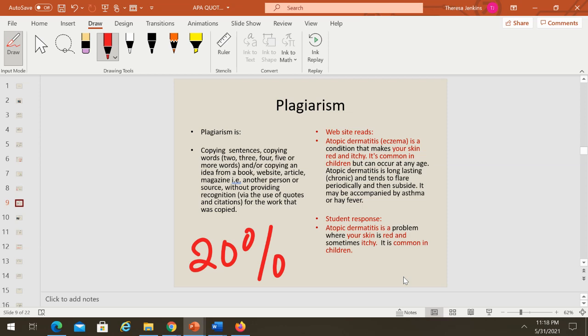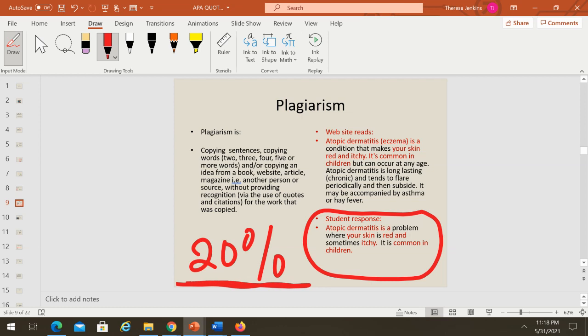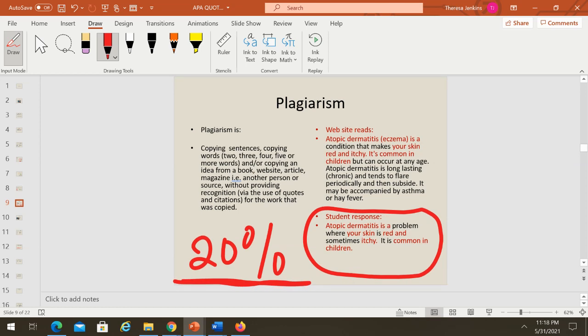Now, this is an example of what we call mosaic plagiarism. And this is where a student takes a few words from the website, and then they insert some of their own words, add words from the website, insert some of their own words, add words from the website. Well, this becomes a problem if a student is writing, and if more than 20% of those words are taken from the website. If you have more than 20% word similarity, meaning that you have copied the words from the website, then that will constitute an academic integrity violation.